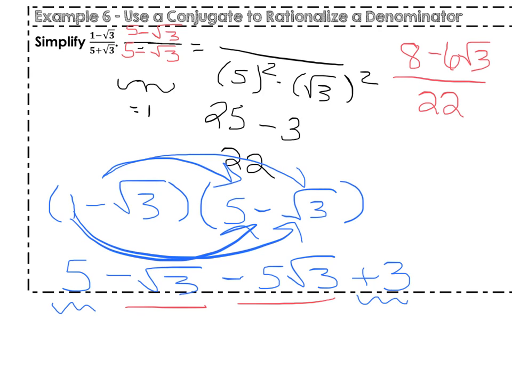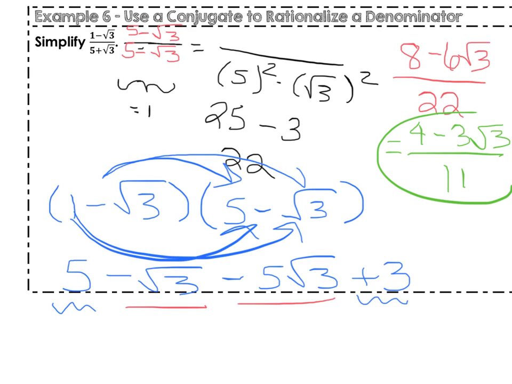Now I can actually take this a step further because a number that goes into all of these terms, 8, 6, and 22, is the number 2. So I'm going to divide everything by 2 so I can simplify this expression. And I end up with 4 minus 3 times radical 3 over 11.